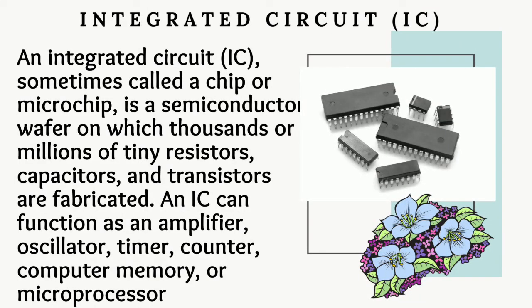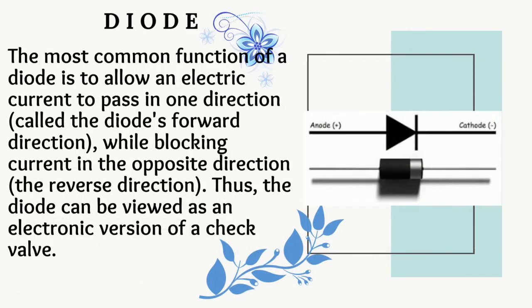Okay, next is the integrated circuit or IC. An integrated circuit is sometimes called a chip or a microchip. It's a semiconductor wafer on which thousands or millions of tiny resistors, capacitors, and transistors are fabricated. An IC can function as an amplifier, oscillator, timer, counter, computer memory, or microprocessor.